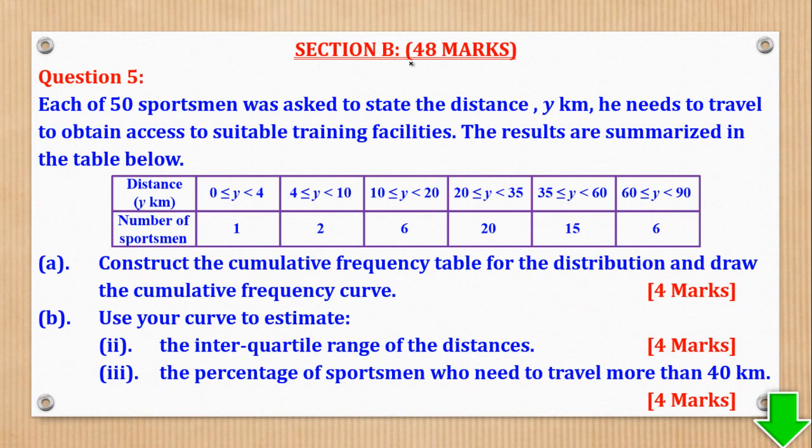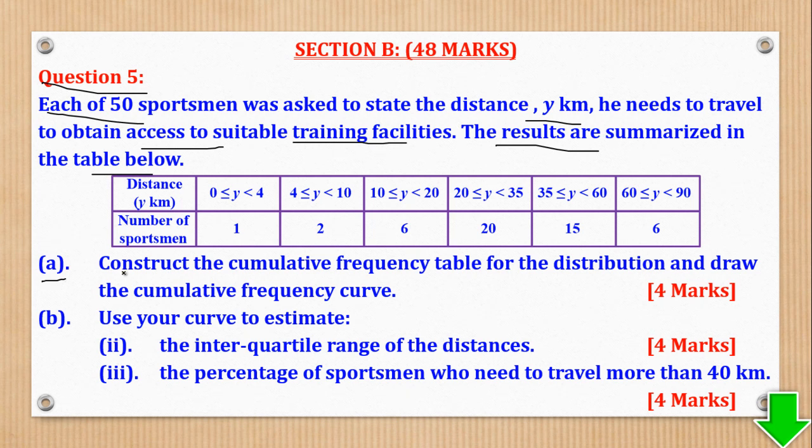That was section A. Now we shall go to section B, where each question carries 12 marks. Question 5 says each of 50 sportsmen was asked to state the distance y kilometers he needs to travel to obtain access to suitable training facilities. The results are summarized in the table below.